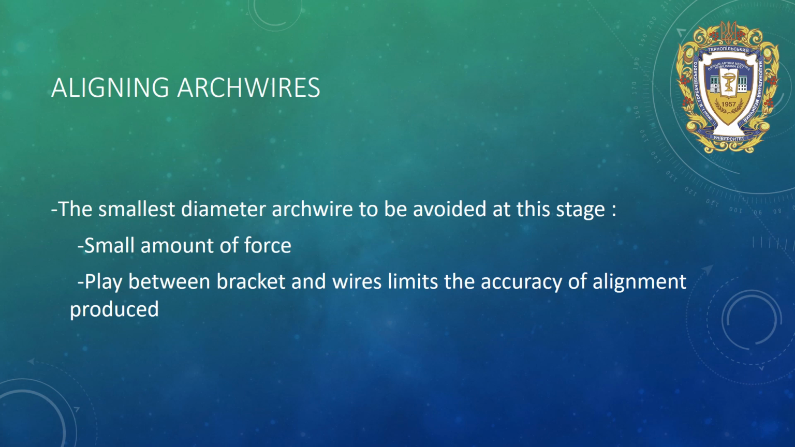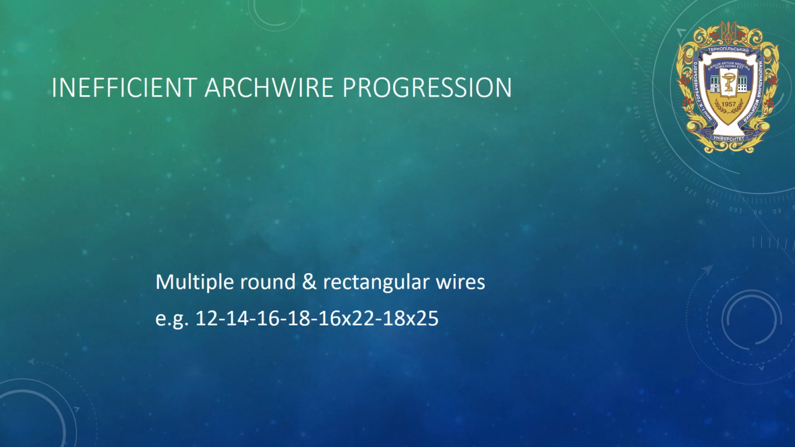About aligning archwires, the smallest diameter archwire is to be avoided at this stage. A small amount of force play between bracket and wire limits the accuracy of alignment produced. An efficient archwire progression: multiple round and rectangular wires, for example, 12, 14, 16, 18, 16 by 22, 18 by 25.